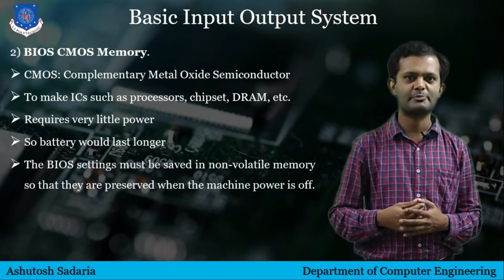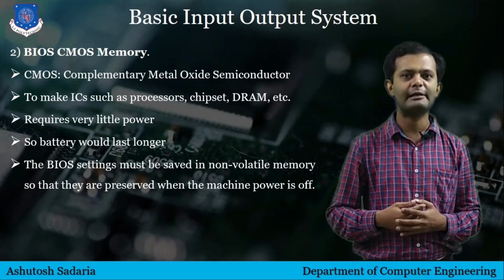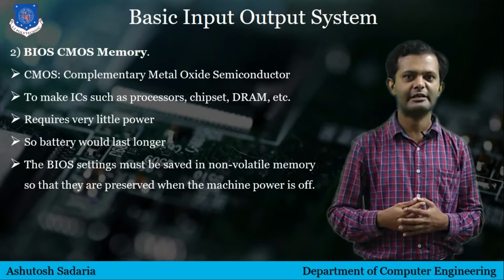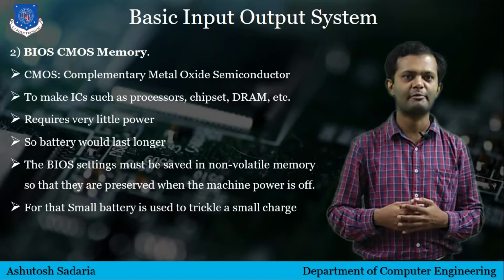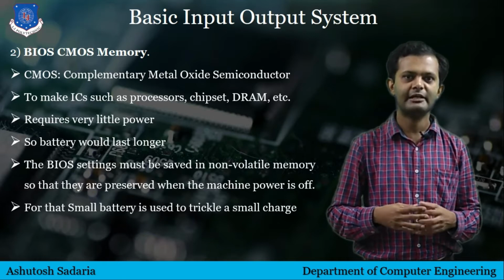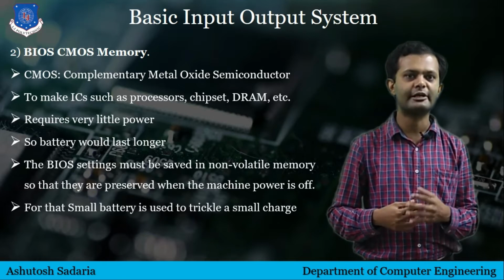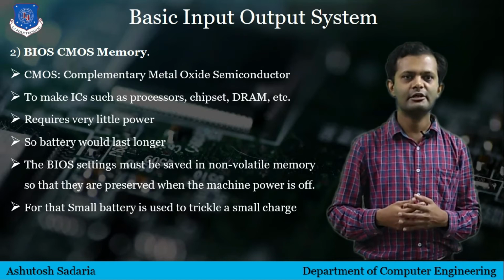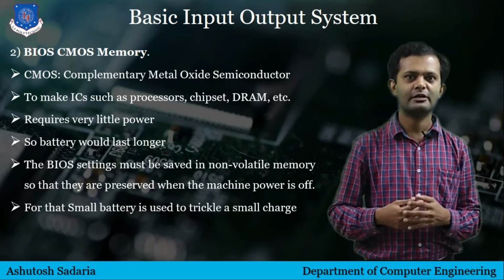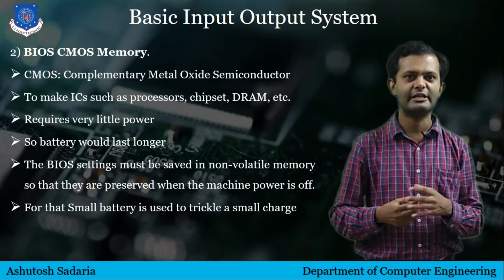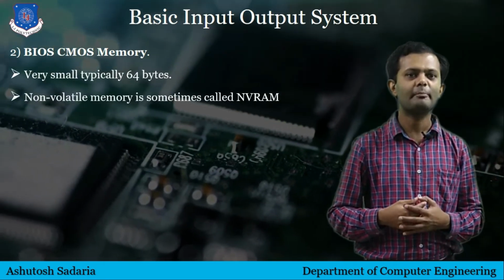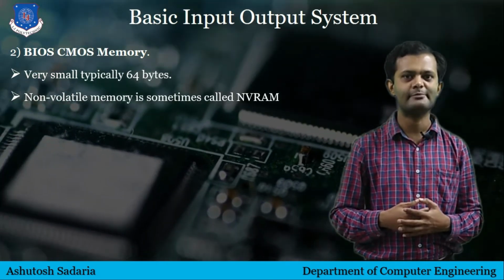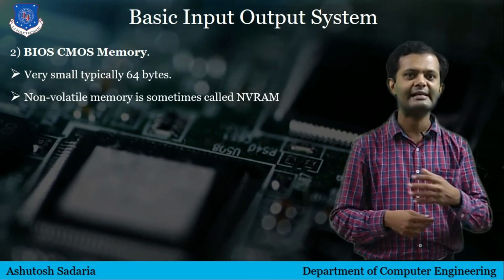The BIOS settings must be stored in a non-volatile memory so that they are preserved even when the machine power is turned off. A special type of memory is used to store this information, called CMOS memory, and a very small battery is used to trickle a small amount of charge to make sure that data is permanently stored on this RAM. These memories are typically very small, as little as 64 bytes. This non-volatile memory is sometimes called NVRAM, non-volatile RAM.